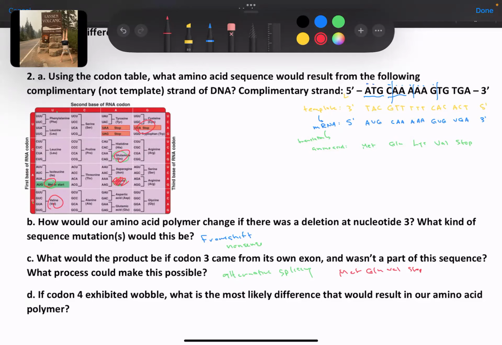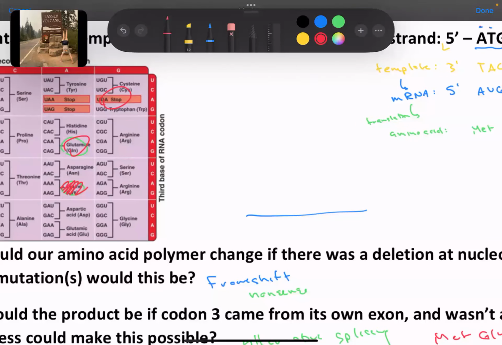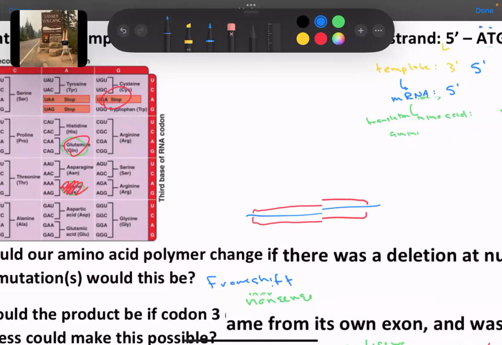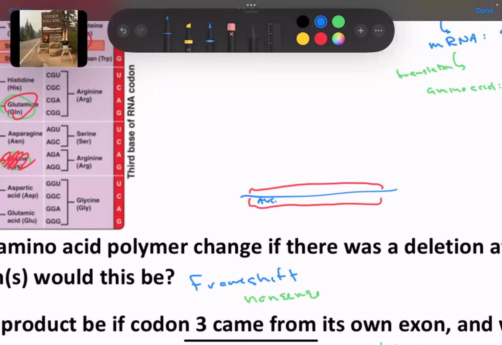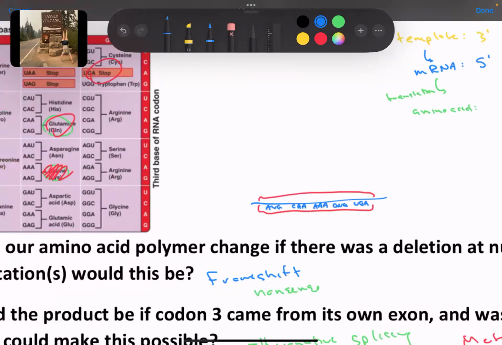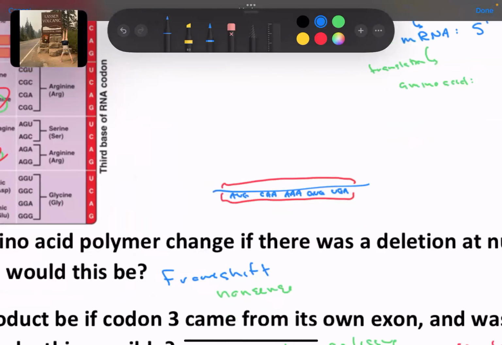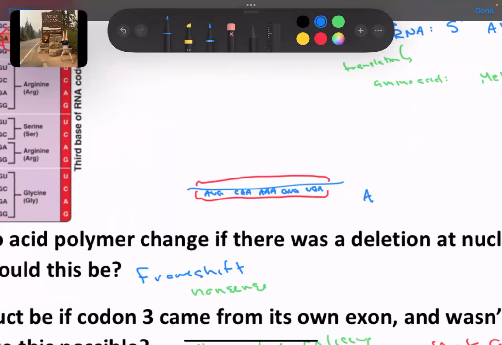Wobble is a quirk of our mRNA sequence. So we have our mRNA sequence, and it is attached to that small ribosomal subunit. And it has its own sequence, AUG, TAA, AAA, GUG, and UGA. So we know that A typically pairs with T. Actually, that's not true. In RNA, A typically pairs with U. We know that G typically pairs with C.